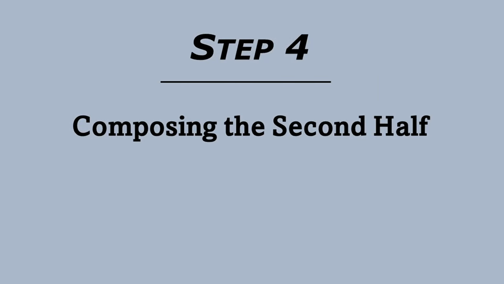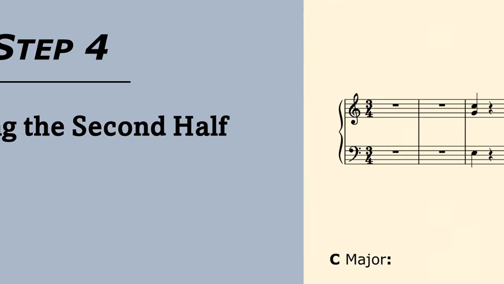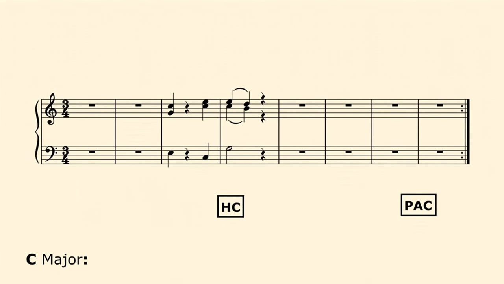Step 4, composing the second half. The beginning of the second part always functions as a kind of digression from the first part. Essentially a contrasting section in either expressive or tonal ways. In this example, we'll assume a half cadence in the middle of the second half, which means our digression must fit into the first two measures.